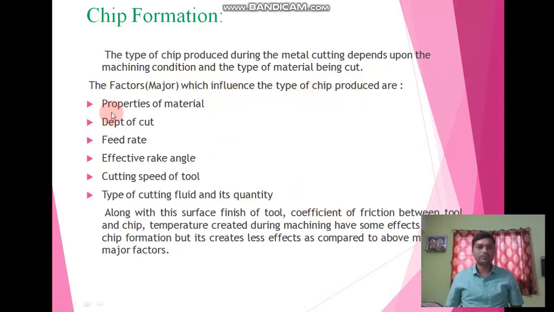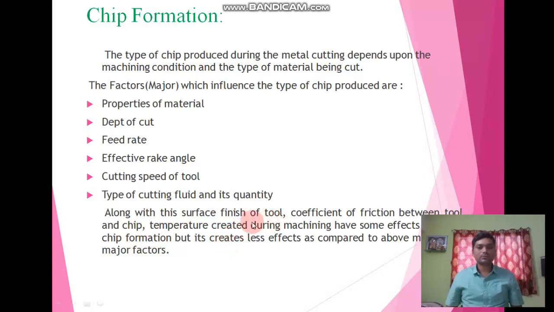First, some major factors. The first major factor is the property of material. Second are the depth of cut, feed rate, effective rake angle, cutting speed of the tool, and the type of cutting fluid and its quantity. These are the major factors which influence the type of chip produced at the time of machining.